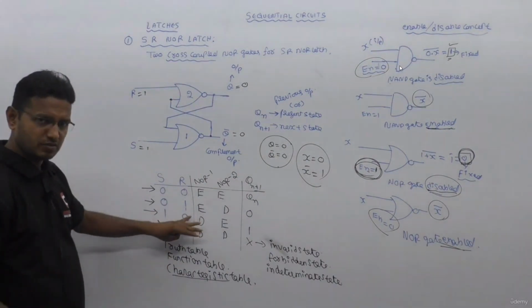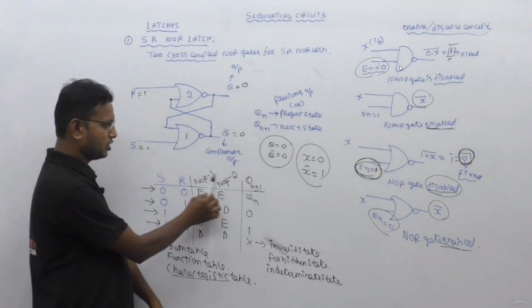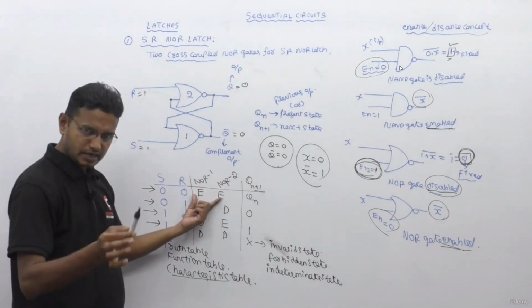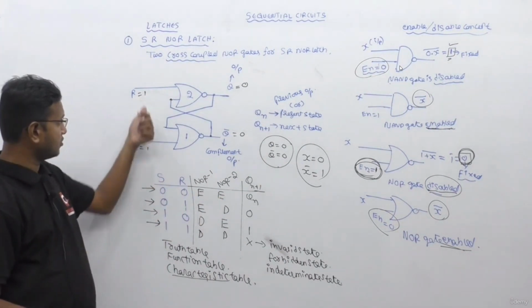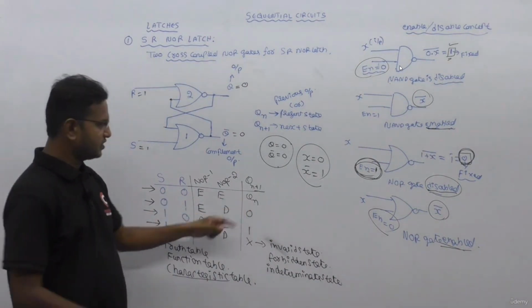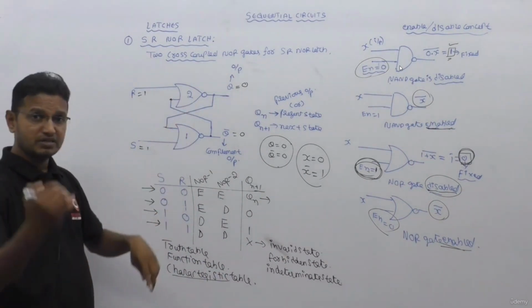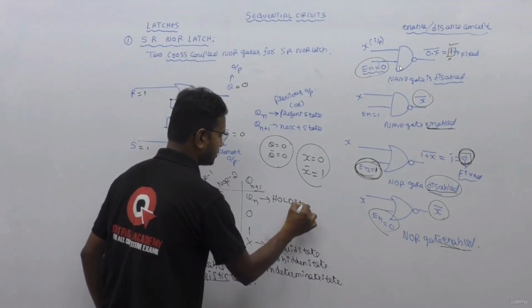Now let us understand this table clearly. Look at this. When both the NOR gates are enabled, if S equal to R equal to 0, that is S equal to 0 and R equal to 0, then we say the memory element is in hold state. This is the word I will give. It is said to be in hold state.